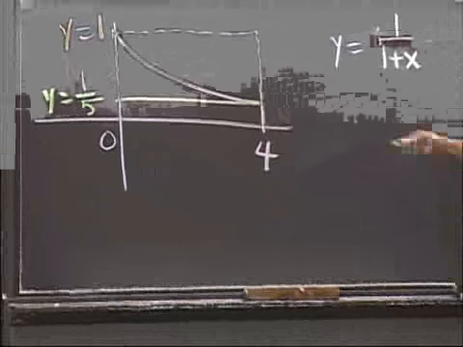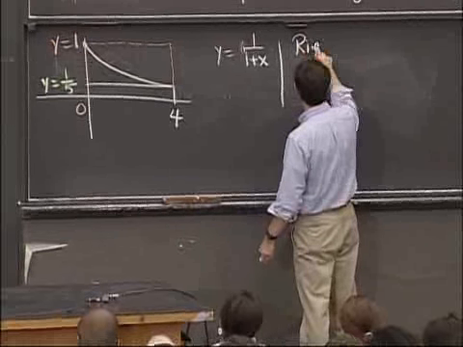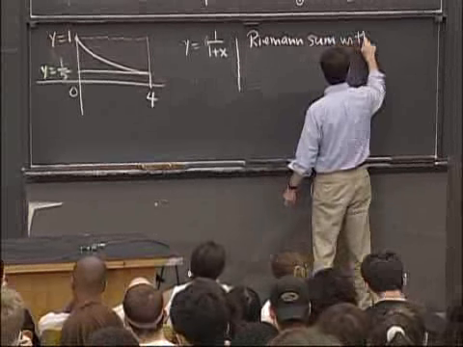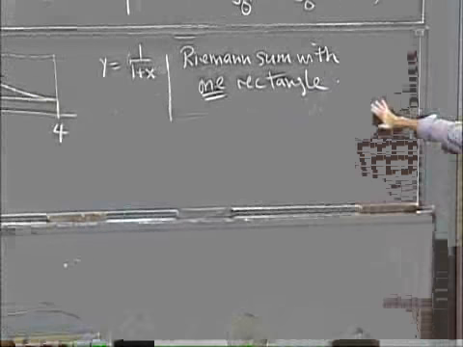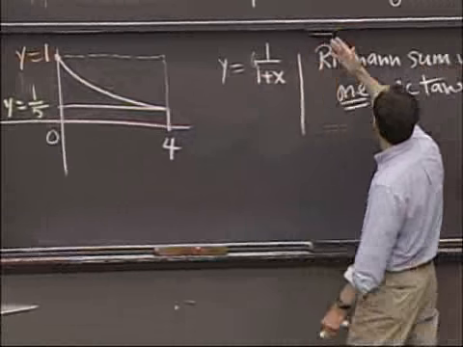And so what these things really are is the simplest possible Riemann sum, sort of a silly Riemann sum. This is a Riemann sum with one rectangle. This is the simplest possible one. And so this is a very, very crude estimate. You can see it misses by a mile. The larger and the smaller values are off by a factor of 5.